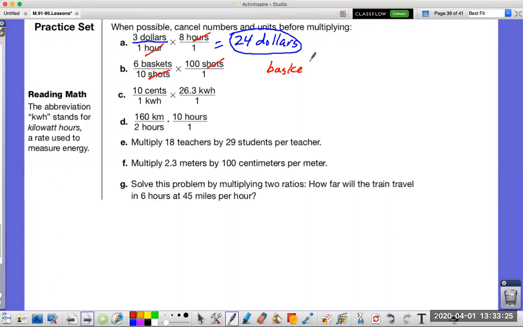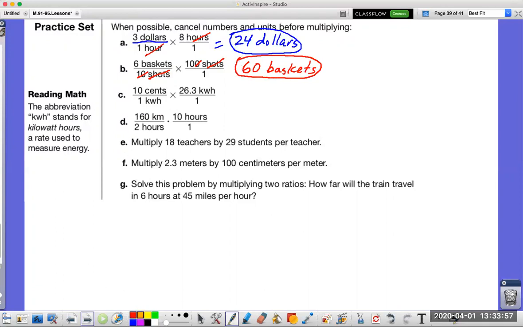I'm going to label it baskets. And I see that in this case it'd be, I noticed something else here real quick. I see that this 10 cancels out this right here. So now I have 100 divided by 10 is 10. And 10 divided by 10 is 1. So all I'm left with is 6 times 10 up here, which equals 60. And the label should be baskets.